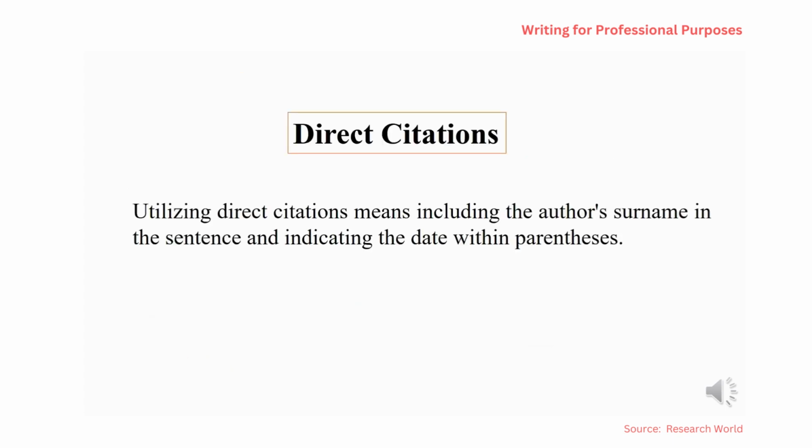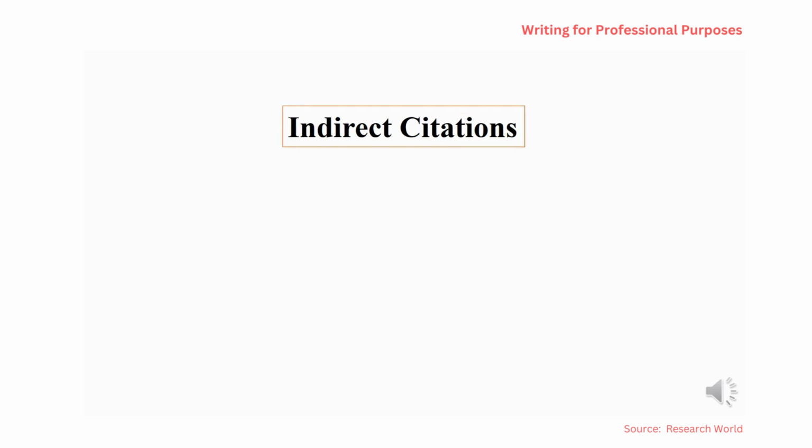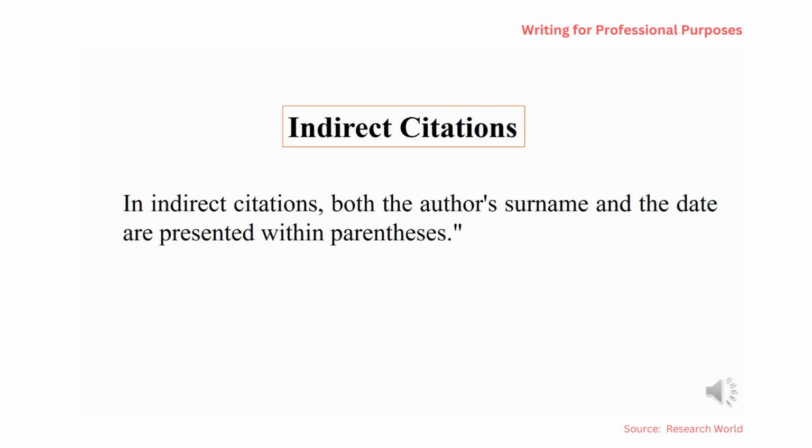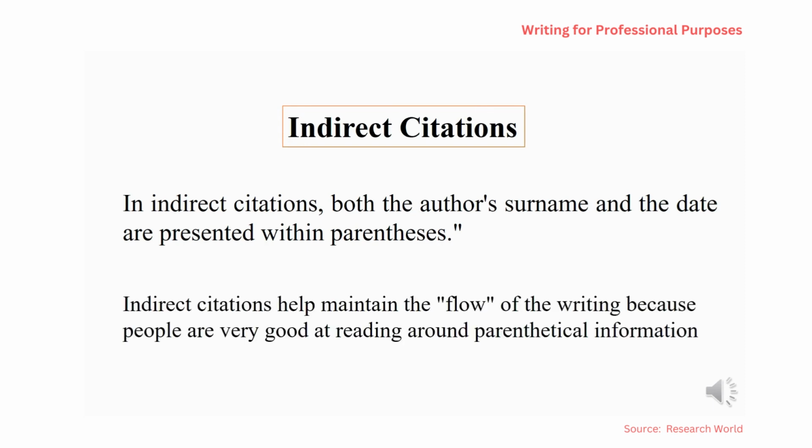Utilizing direct citations means including the author's surname in the sentence and indicating the date within parentheses. In indirect citations, both the author's surname and the date are presented within parentheses. Indirect citations help maintain the flow of the writing because people are very good at reading around parenthetical information.